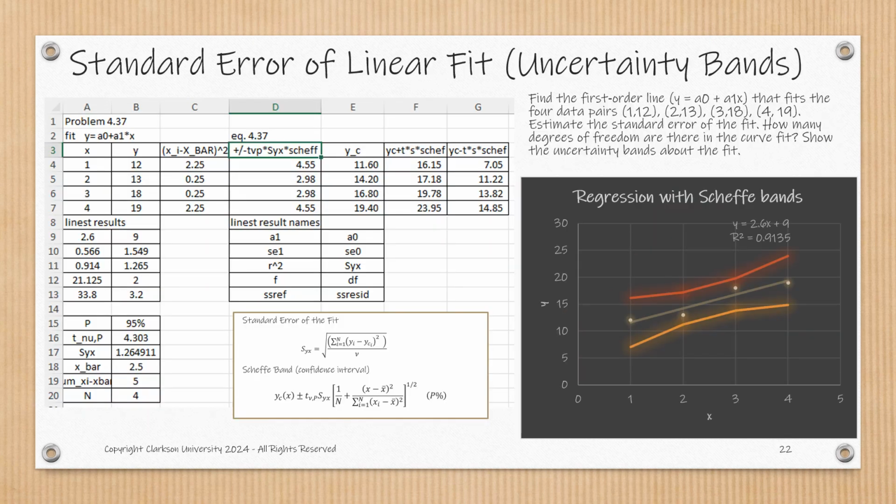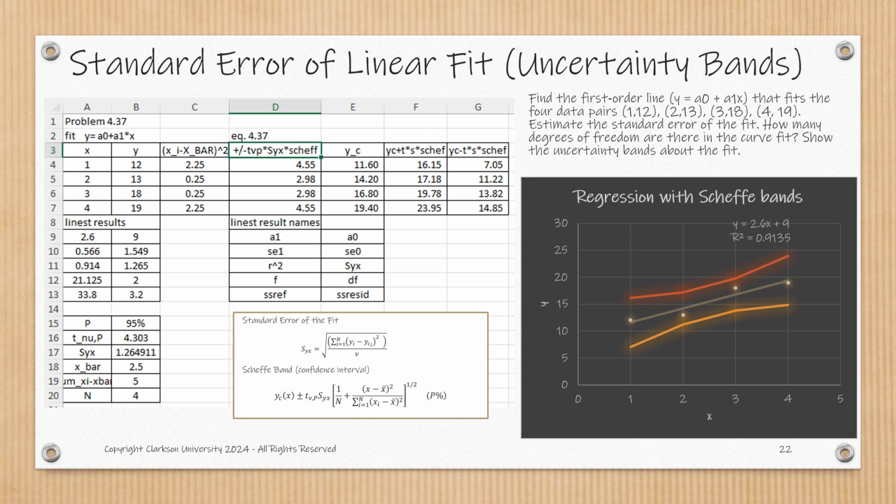For our final regression example, we'll take a look at fitting linear relationships for the 4 pairs of data provided here. We'll also estimate the standard error of the fit, look at the degrees of freedom, and then show uncertainty bands on a plot. X and Y data are shown on the top left, and then various calculations along the way are shown to build up our confidence intervals with Scheffé bands.